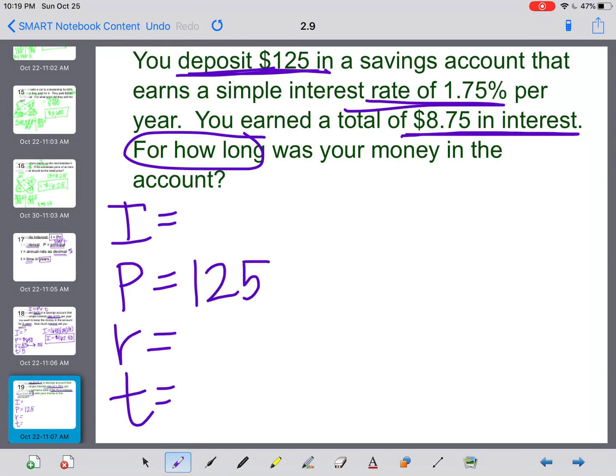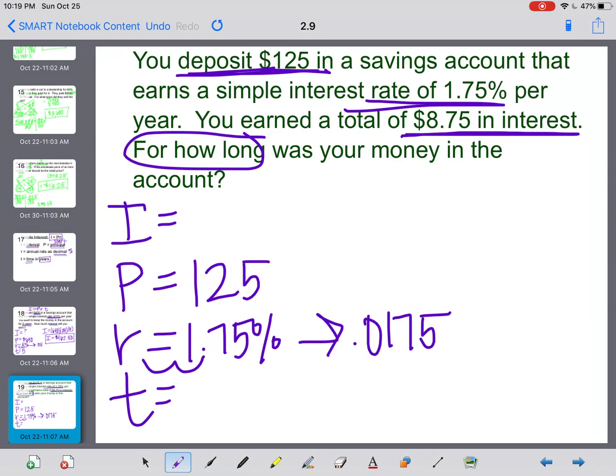Okay, we're going to list everything that we can out of this problem. If you deposit 125 to start with, that is your principal. Your interest rate is 1.75%, but I need to turn that into a decimal. Just because it has a decimal in it doesn't mean it's where we need it to be. Right now it's a percent, so I need to move this back 2 places. So I'll get 0.0175. Then it says you earned a total of $8.75 in interest. So our interest is $8.75. And we're wondering for how long was your money in the account. So the T is actually what we don't know.